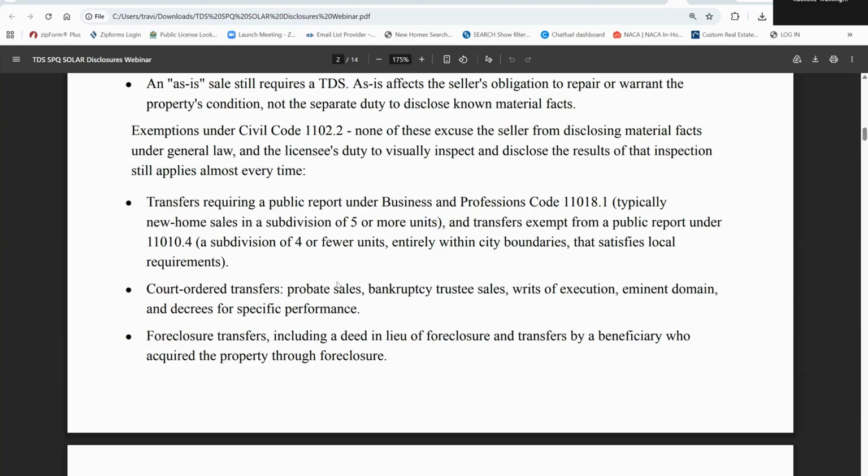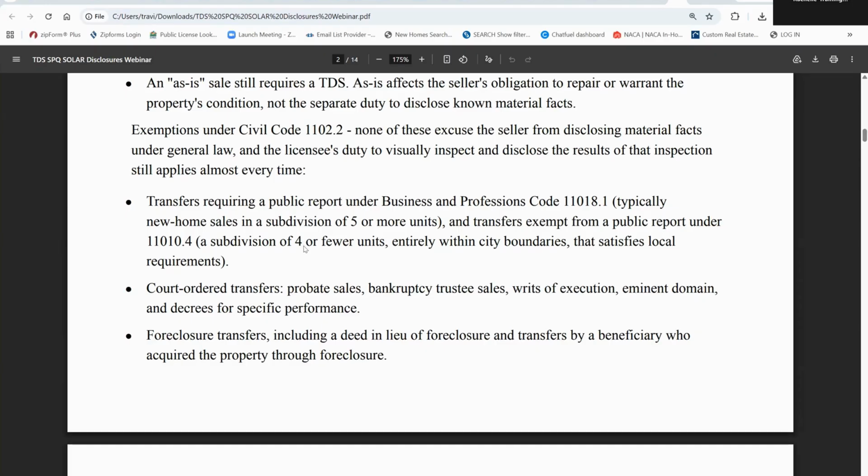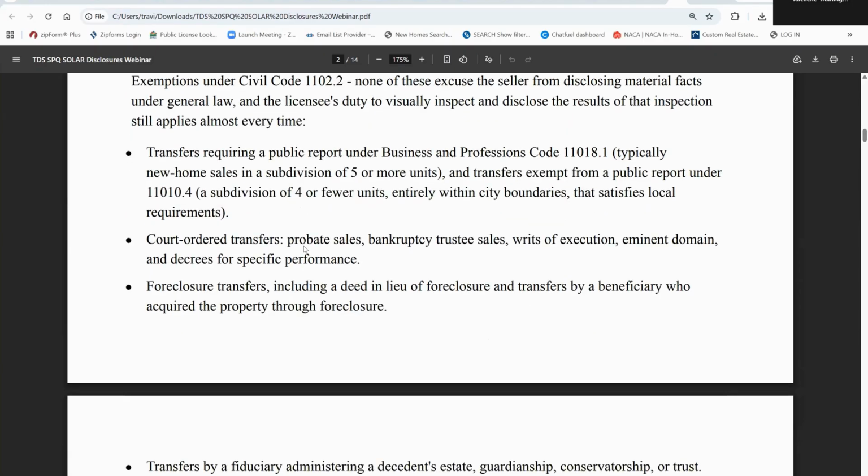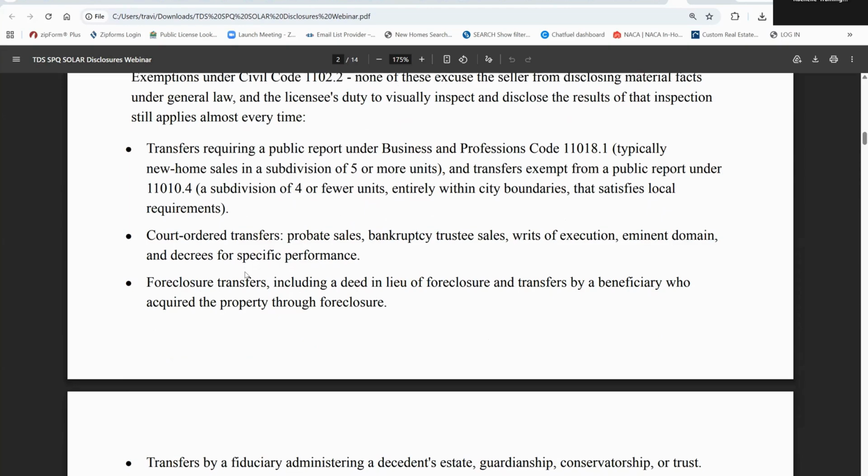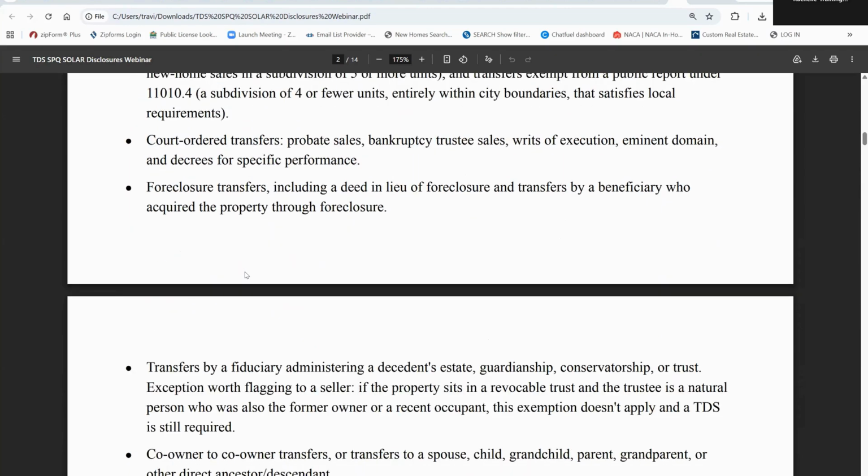This is pretty niche right here. You're probably not going to run across this probably ever in your career, but possibly. Court ordered transfers, so probate sales, bankruptcy trustee sales, writs of execution, eminent domain, decrees for specific performance do not require a TDS. So we're going through exemptions right now.